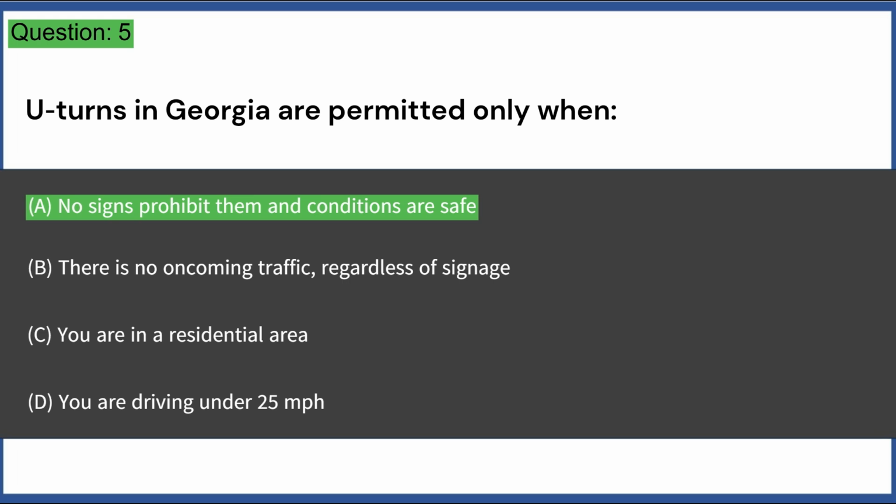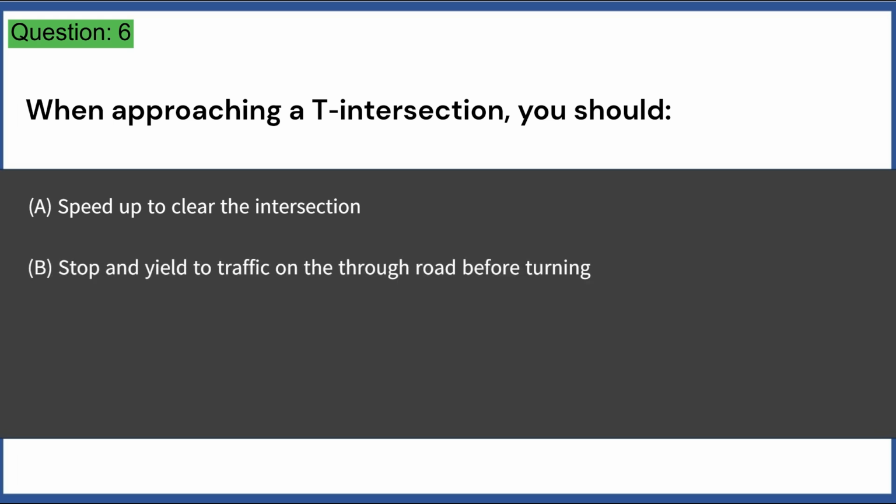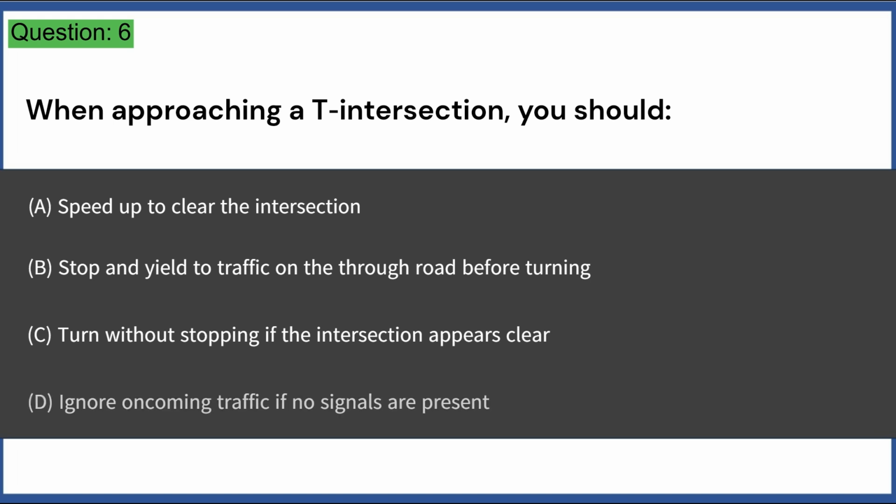When approaching a T intersection, you should: A. Speed up to clear the intersection. B. Stop and yield to traffic on the through road before turning. C. Turn without stopping if the intersection appears clear. D. Ignore oncoming traffic if no signals are present. Answer B. At T intersections, it is essential to stop and yield to traffic on the continuing road.